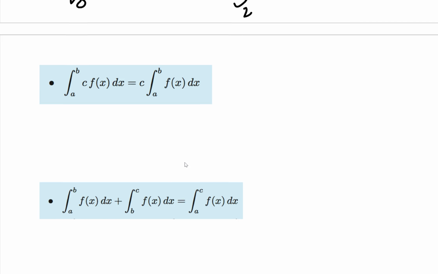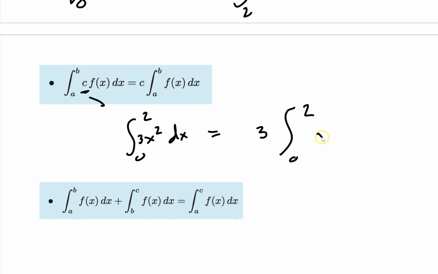When we've been using a bit, right? If you have a constant, you can pull it out. That's all that's saying. So if we're integrating 3x squared from 0 to 2, it's the same thing as saying, hey, pull the 3 out: 3 times the integral from 0 to 2 of x squared. So you can always pull out a constant. Sometimes it doesn't matter, but sometimes it makes life easier.